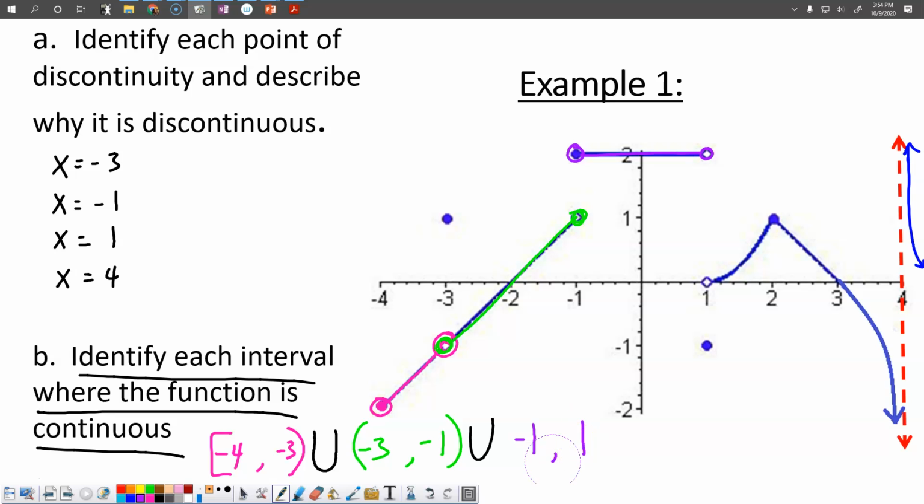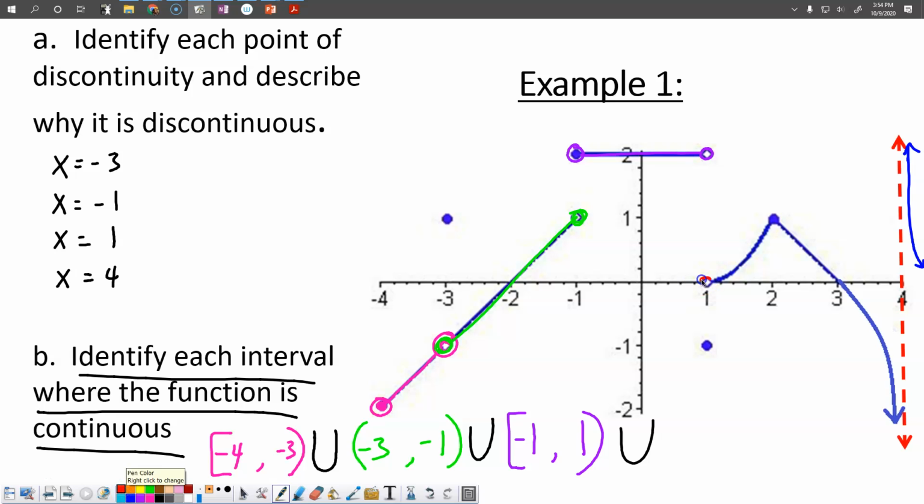Now for the -1, do I use brackets or parentheses? Well, since that -1 there is a closed dot, we're going to use a bracket. The other one's an open dot though, so we'll put parentheses. And we just kind of keep doing that.